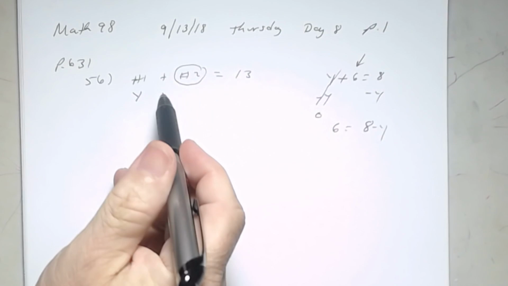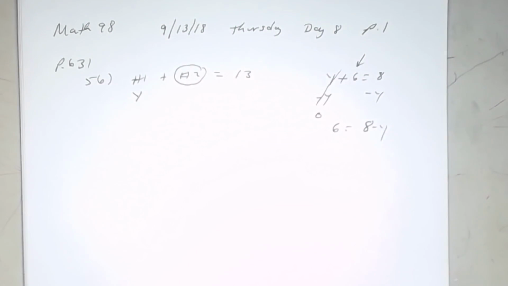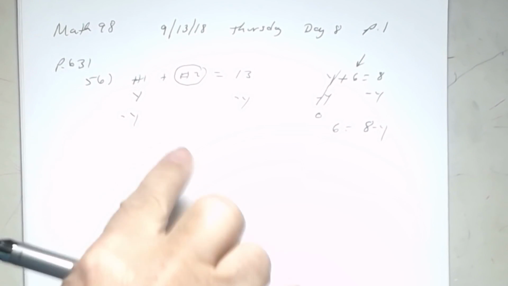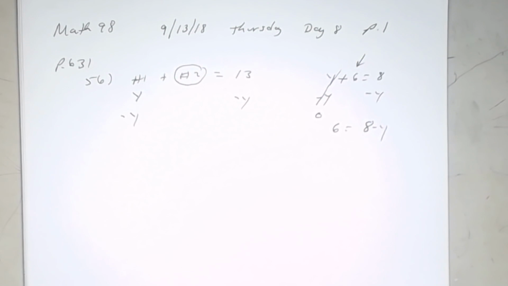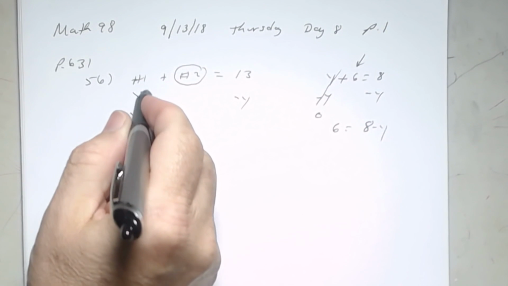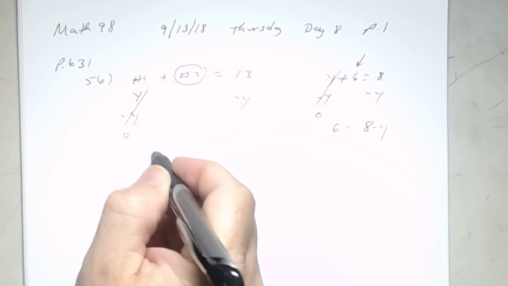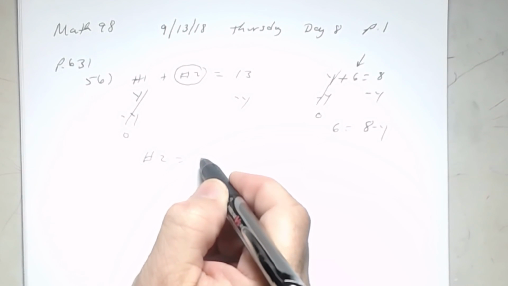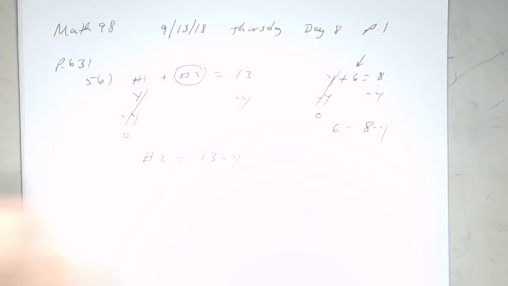So how do I get number 2 by itself? Subtract y from both sides. So I get minus y, minus y. What property have I just used here? The addition property of equality. Once you do the addition property of equality, what's the next step? Combine like terms. What's y minus y? And so this other number they're talking about, number 2, is now equal to what expression? 13 minus y. And so that's what they want, 13 minus y. So what's the other number equal to? 13 minus y.